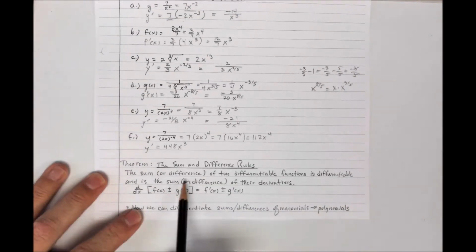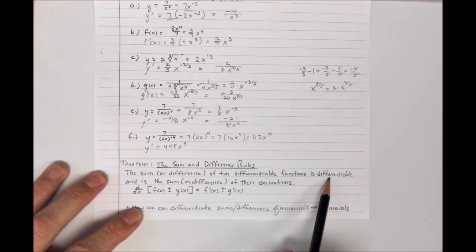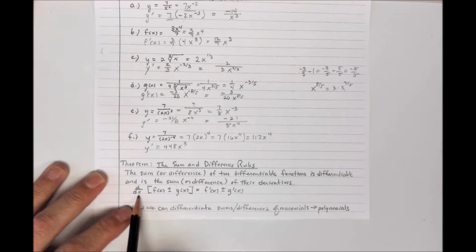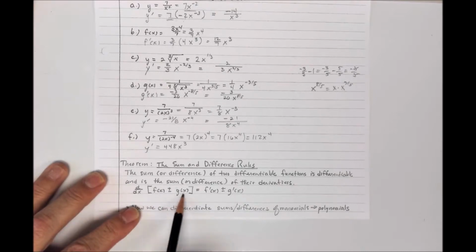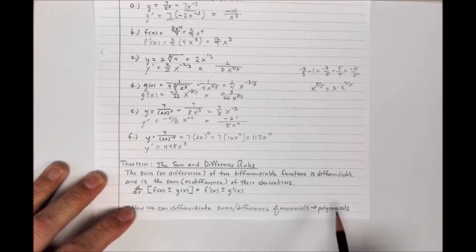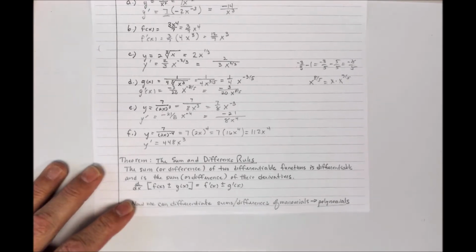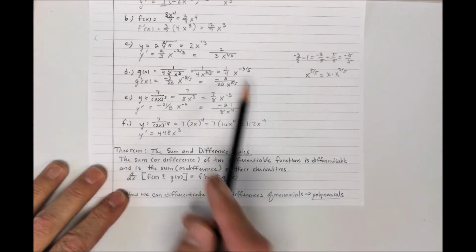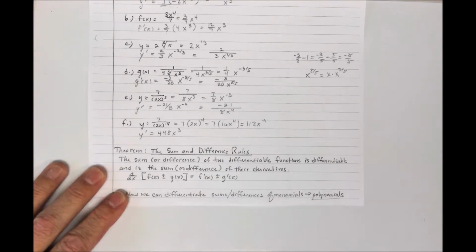The next one has to do with sums and differences. The sum or difference of two differentiable functions is differentiable, and the derivative is the sum or difference of their derivatives. So the derivative of the sum is the sum of the derivatives, and the derivative of the difference is the difference of the derivatives. So the derivative with respect to x of f of x plus or minus g of x is f prime of x plus or minus g prime of x. This makes it really easy for polynomials. I mentioned that before because polynomials are sums of monomials, and we just did a whole bunch of monomials a couple of minutes ago.